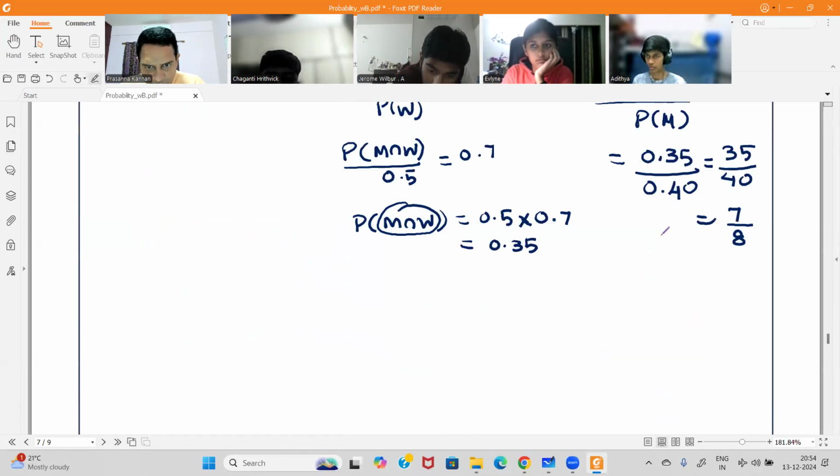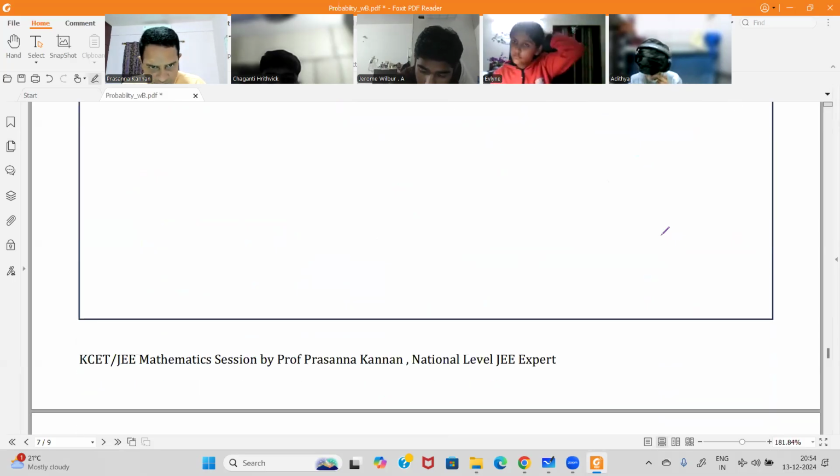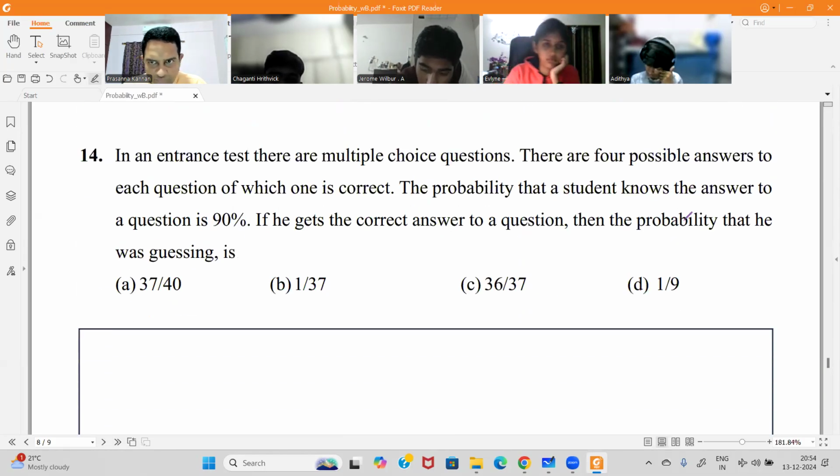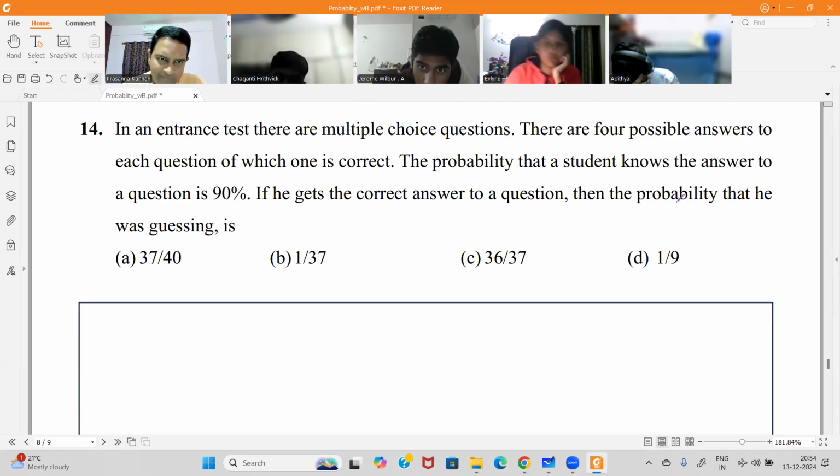Okay, we'll move on to the last question for the day. This is based on Bayes theorem, right? Very important type, right?